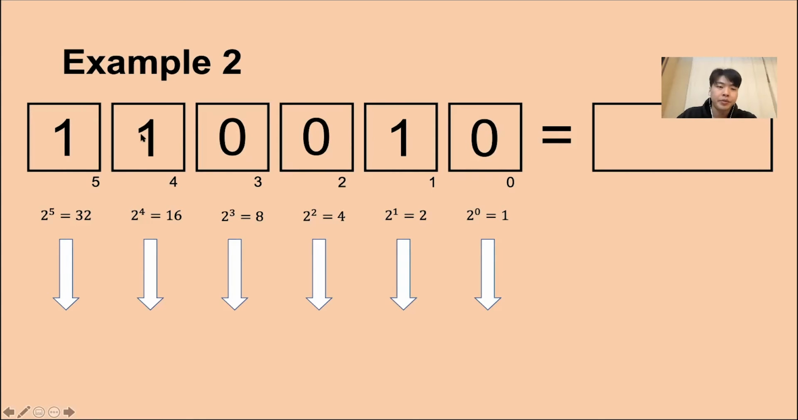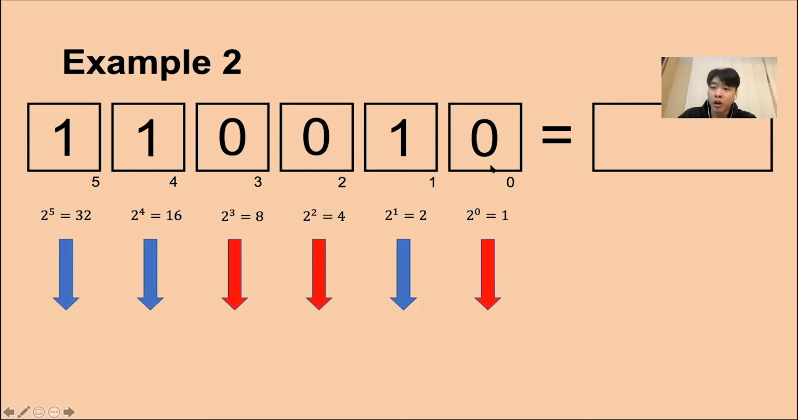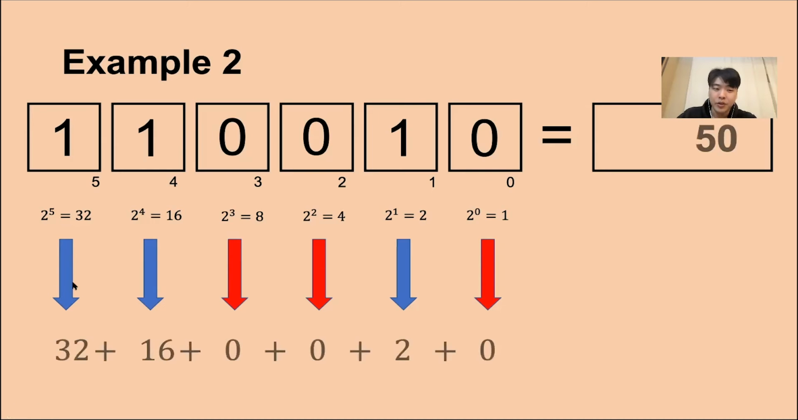1, 1, 0, 0, 1, 0. This is still a 6-bit binary number. Just think of them as on or off. So on, on, off, off, on, off. How many ones do we get? 0 ones. How many twos do we get? 2 and 1, so we get 2, 0, 0, 16, 32. Whenever it's on, you get that value.